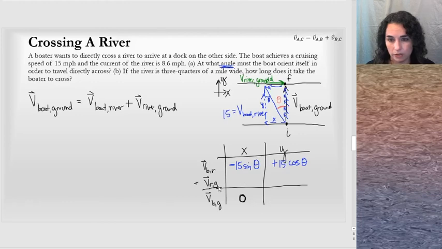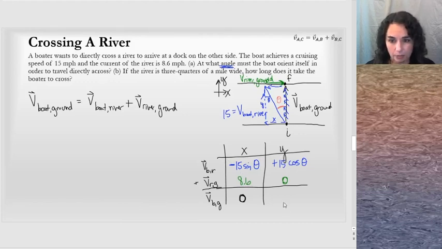Let's do the other one. The velocity of the river with respect to the ground. It is only in the x direction. It has no y component. So in the y direction, I'm going to put a 0 here, and it is 8.6. It's just 8.6 in the x direction. So that's how I would use a chart to add this up.